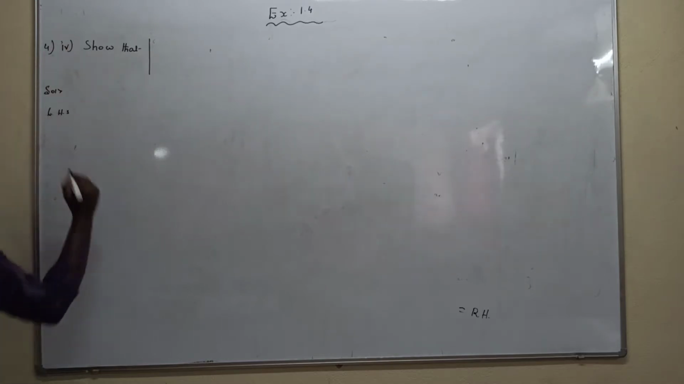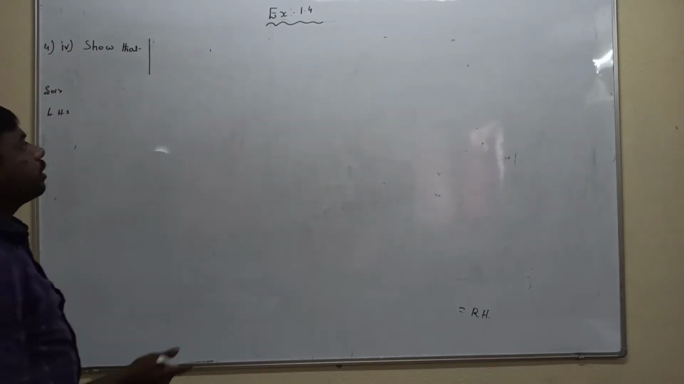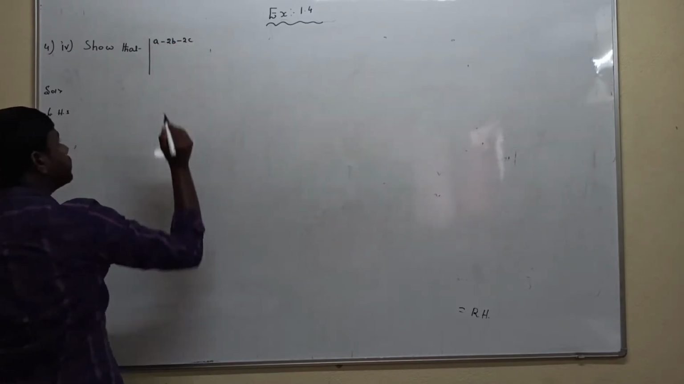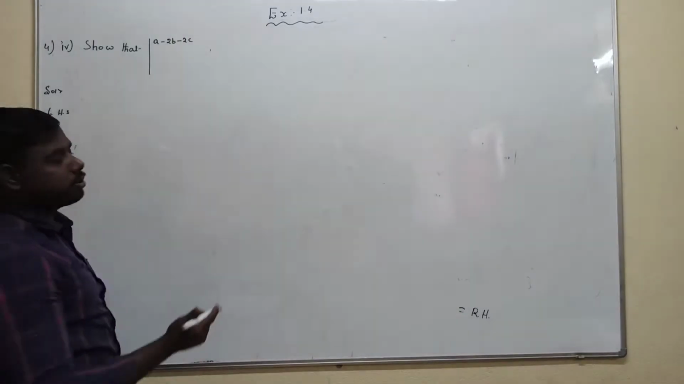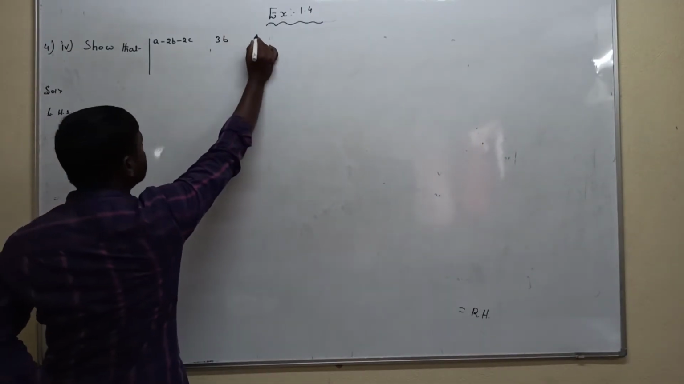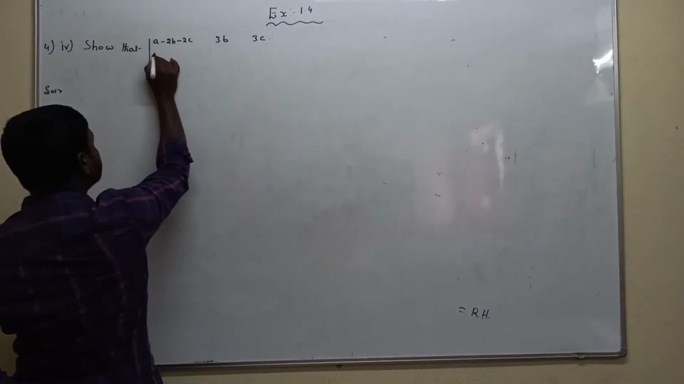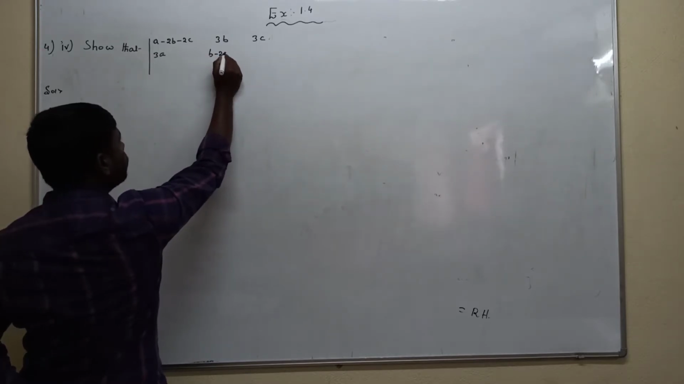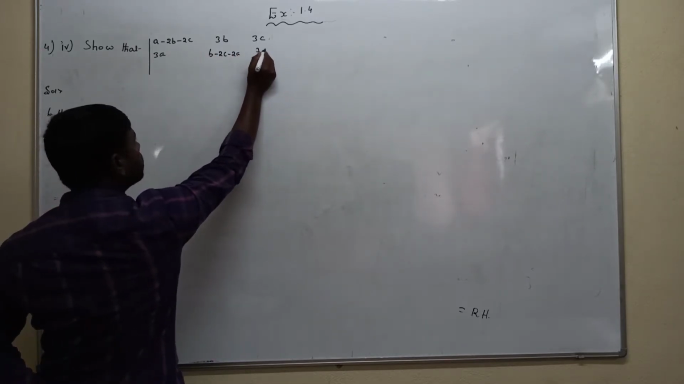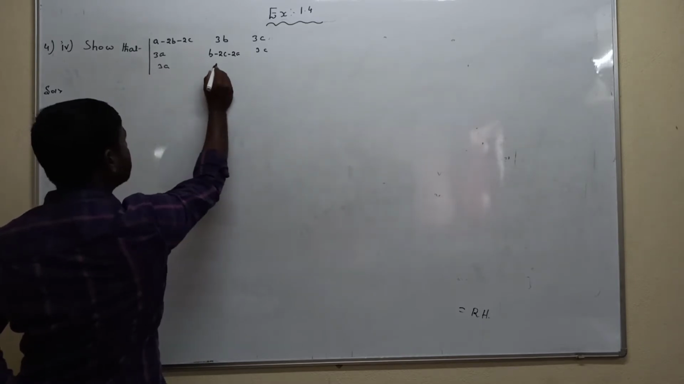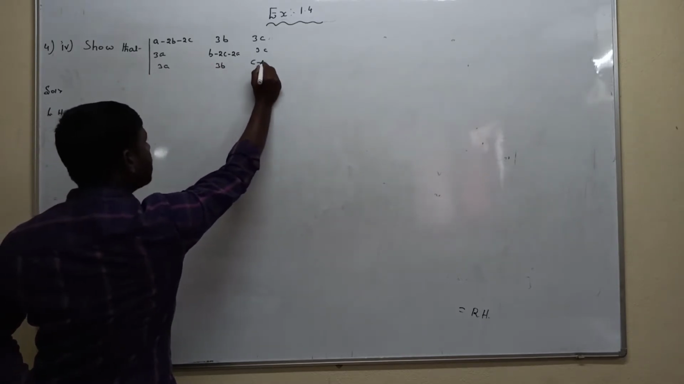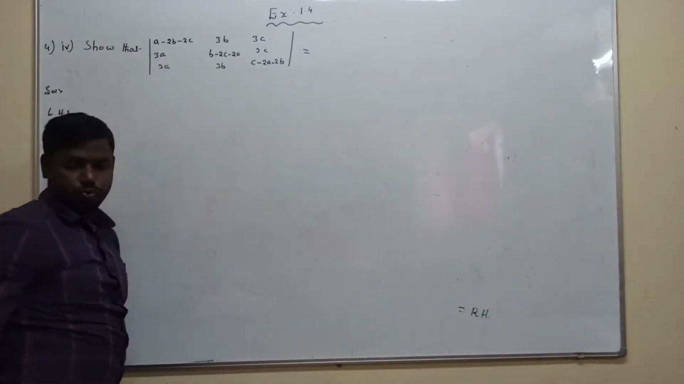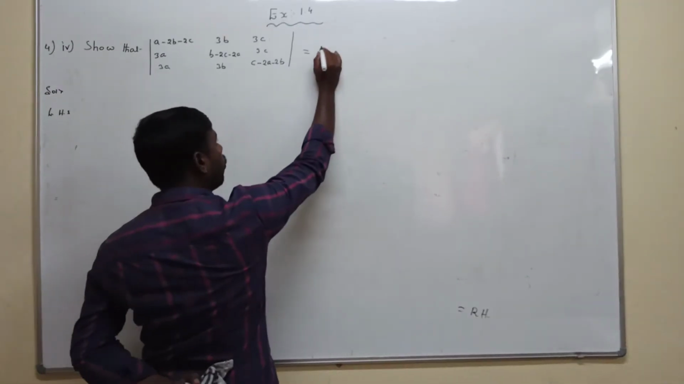Show that the determinant with first row a minus 2b minus 2c, 3b, 3c, next row 3a, b minus 2c minus 2a, 3c, and third row 3a, 3b, c minus 2a minus 2b, is equal to 4 into (a+b+c) whole cube.